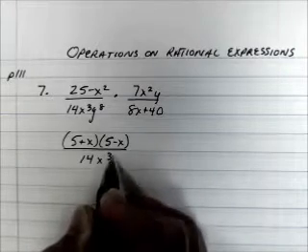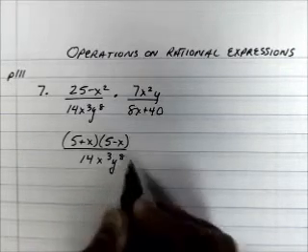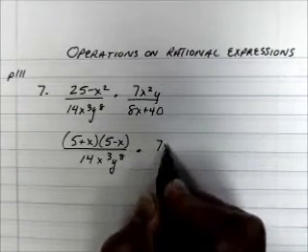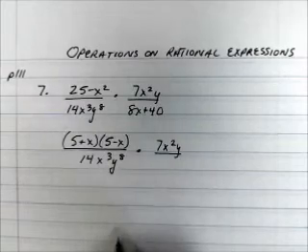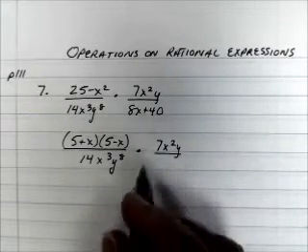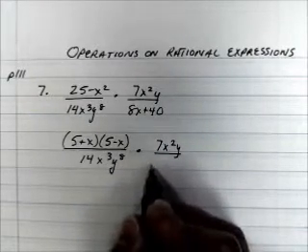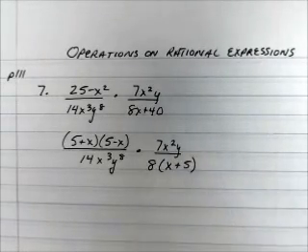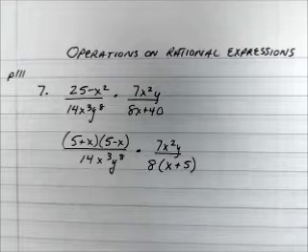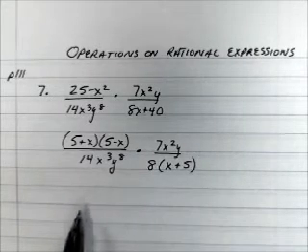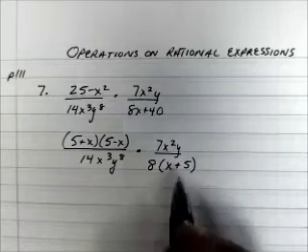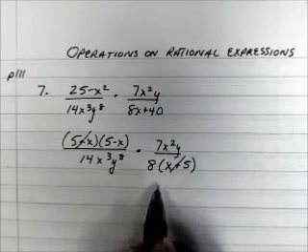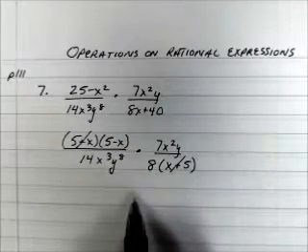The monomial in the denominator does not factor, so we just copy it. Our second numerator also has a monomial, so we copy that. And now factor the denominator. 8x plus 40 has a GCF 8, and the other factor is x plus 5. Now, factors that are common to a numerator and denominator can divide out, like the x plus 5 and the 5 plus x. They are the same, just written in a different order, so they divide out.